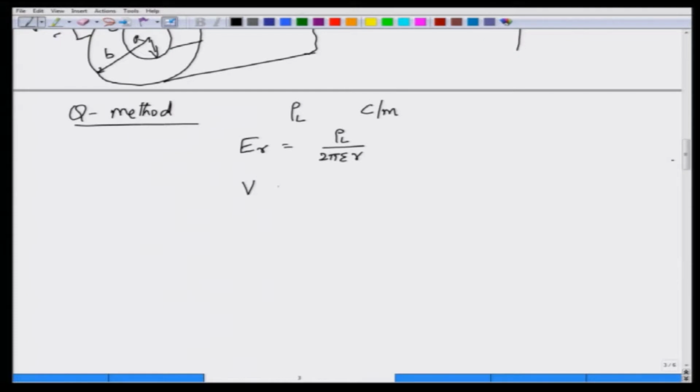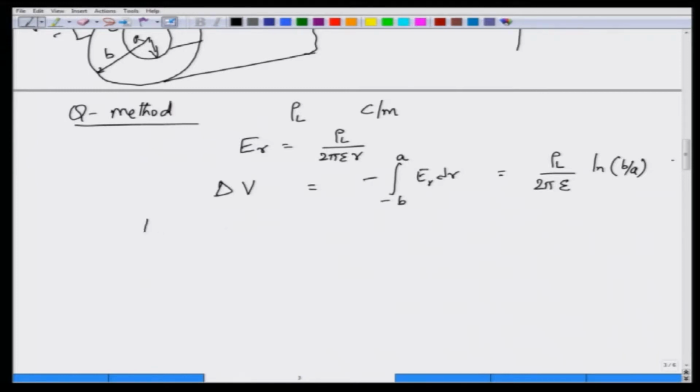What would be the potential V? The potential between the 2 points, since I want the potential difference delta V, is given by integrating this E_r from outer surface to the inner surface, with a minus sign. So, what you get here is rho L by 2 pi epsilon log of B by A, okay. This we also saw a few classes ago. So, I seem to have everything.